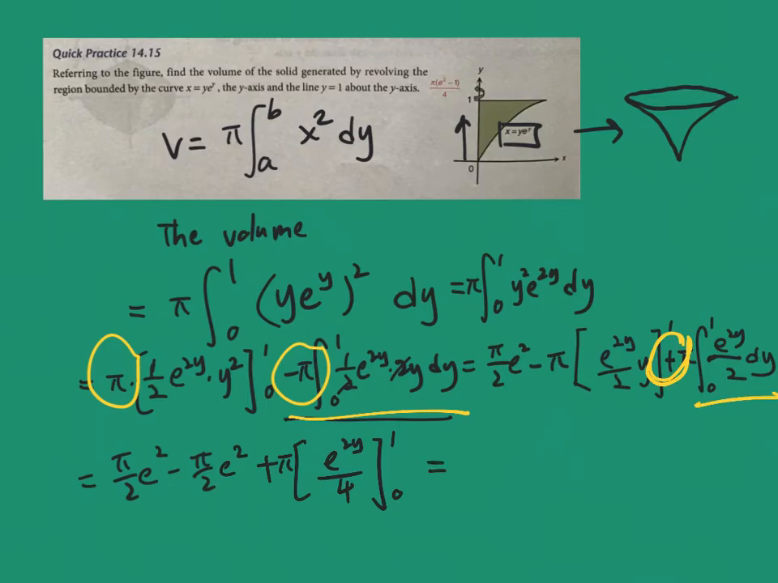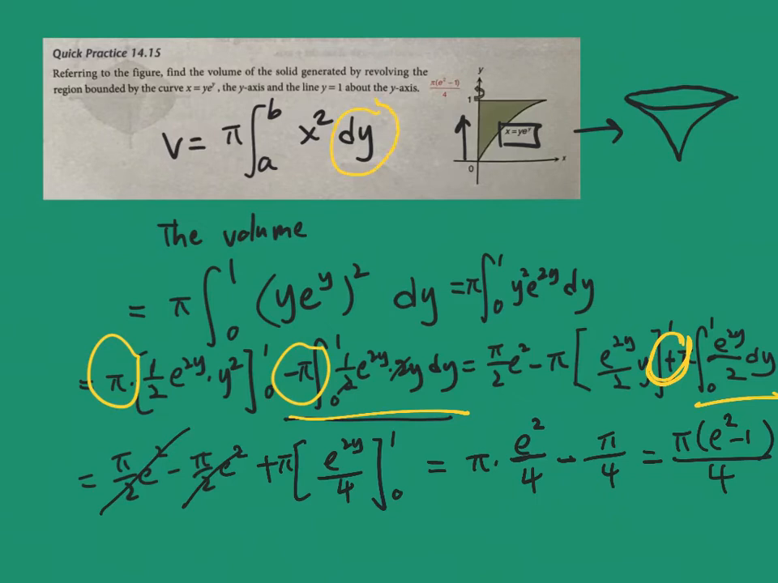And finally, you can see these 2 terms can be cancelled. So it becomes pi times e squared over 4. And then minus, the next one is not 0, because e to the power of 0, that is 1. Therefore, minus pi over 4. And of course, if there are 2 fractions, let's combine them. And then take out the common factor pi, so it becomes this one. Finish.